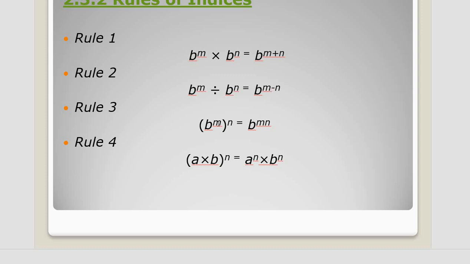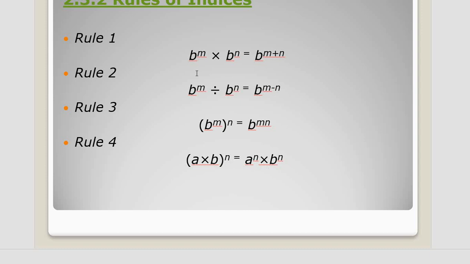B power m whole power n is b power m into n. So when you multiply, it becomes addition in the powers. When you divide, it becomes subtraction. Power of a power is multiplication. Now suppose the bases are different. A into b whole power n is equal to a power n into b power n.